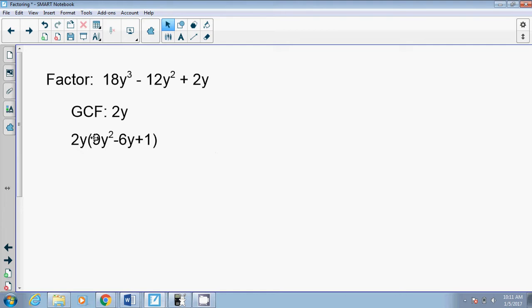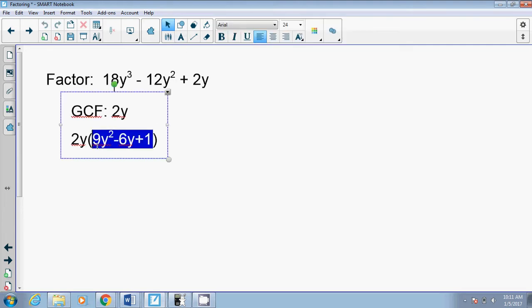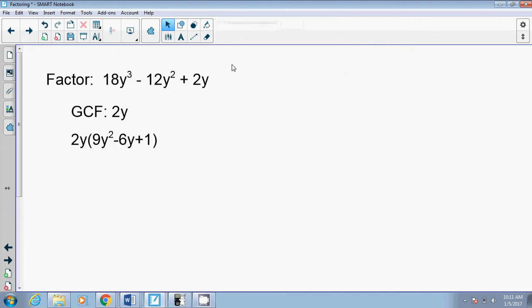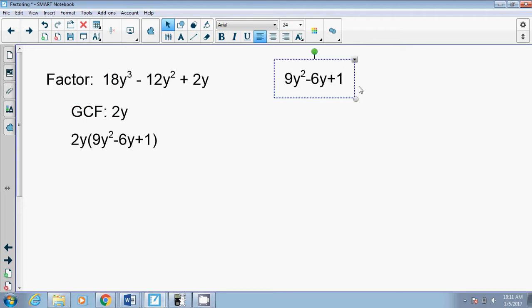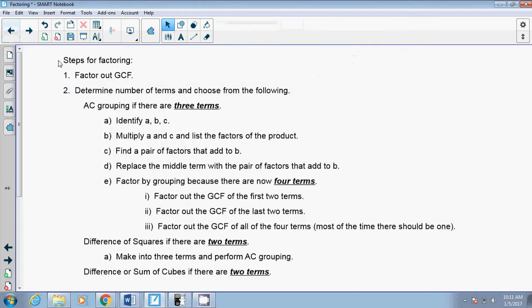So we're only focusing on the stuff inside the parentheses now. I'm only going to be looking at that 9y squared minus 6y plus 1. How many terms are there? Hopefully you identified 3 terms, the 9y squared, the negative 6y, and the 1. So whenever you have 3 terms, again, one method that you can use is AC grouping. If you're comfortable with a different method, as I've mentioned before, feel free to use whatever method you're comfortable with. I'm focusing on AC grouping here.